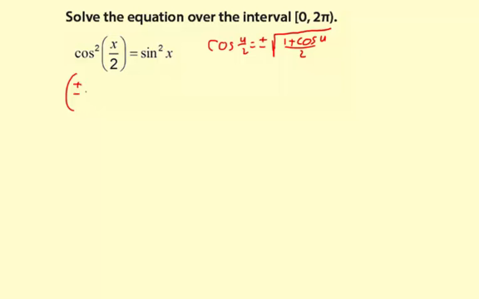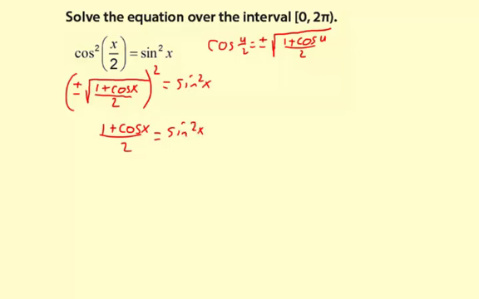Plus or minus square root of 1 plus cosine x divided by 2, squared, equals sine squared of x. Okay, now when you square the plus or minus square root, those are opposites, and so all you have left is 1 plus cosine of x over 2 equals sine squared x.